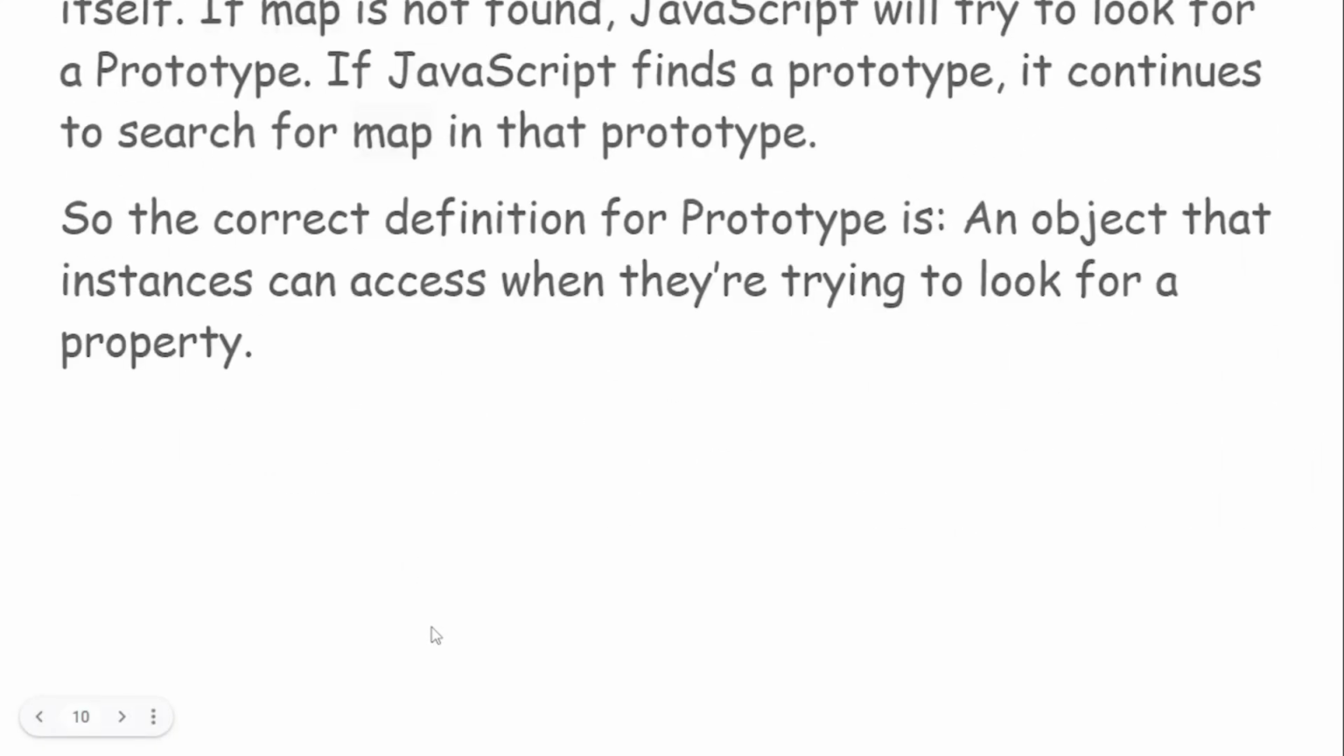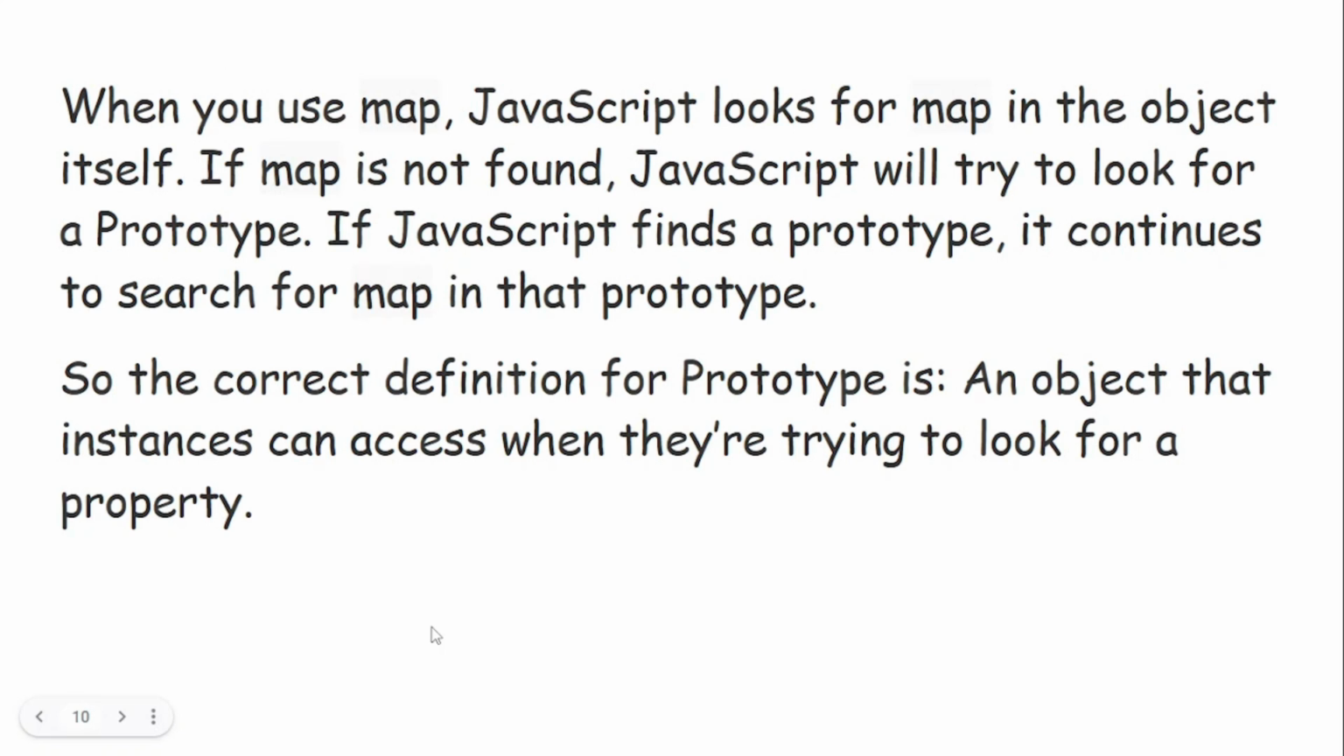When you use map, JavaScript looks for map in the object itself. If map is not found, JavaScript will try to look for a prototype. If JavaScript finds a prototype, it continues to search for map in that prototype. So the correct definition for prototype is an object that instances can access when they are trying to look for a property. That's a prototype.